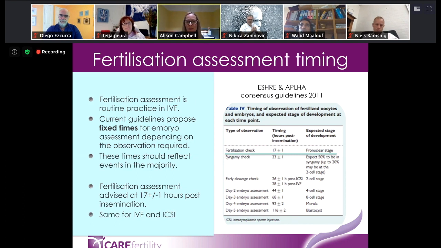So 17 plus or minus 1 hours is the recommended time for the fertilization check, according to these broadly used guidelines. And of course, these guidelines reflect the literature, they reflect the expert opinion, and they will hopefully reflect events in the majority of cases. But these guidelines say that this is for IVF and for ICSI embryos, and time-lapse has taught us that that might not be a sensible approach.